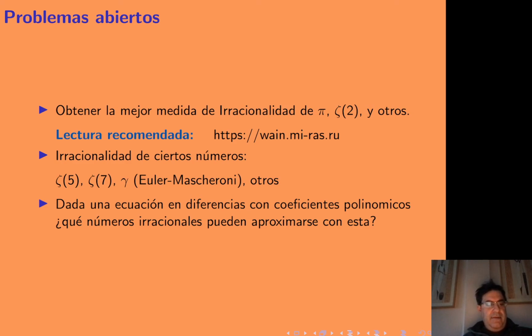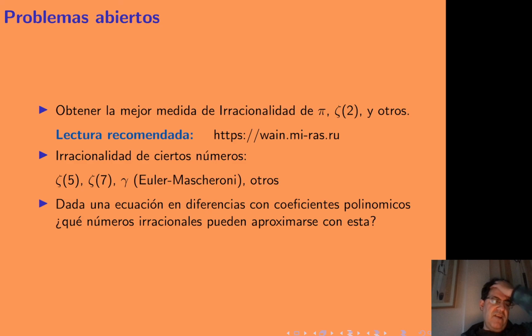And of course, another very nice problem is to prove whether some numbers are irrational or not, like theta 5, theta 7, the Euler-Mascheroni number, the Catalan number. There are many other numbers for which we would like to know if they're irrational and if it's possible to obtain some irrationality measure for them. Well, we also know that some are irrational, like logarithm of 2, logarithm of 3. Well, there are many other numbers for which we know that they are irrational.